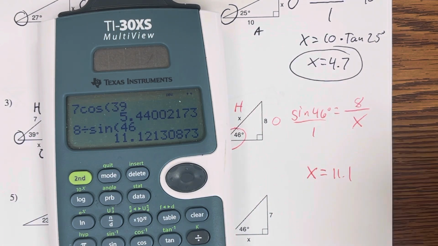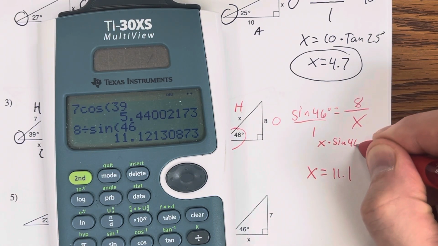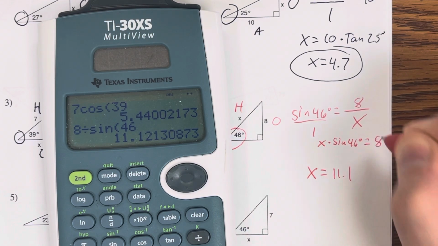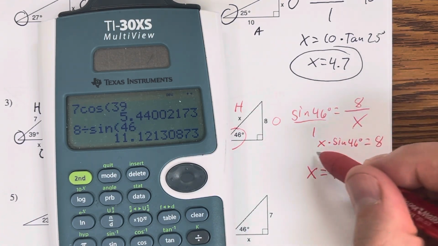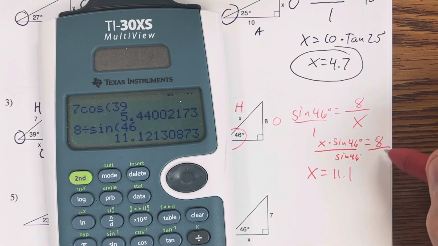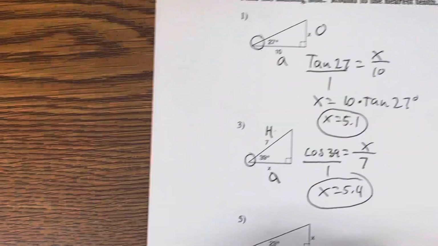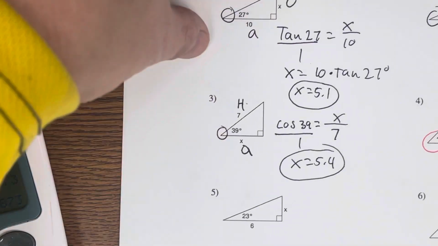So just as we kind of see this, x times sine 46 equals 1 times 8 is 8. So to isolate the x, we still have to divide by the sine 46 on both sides. Okay, so after we've done that a few times, we probably catch on to the pattern. All right, number 5 coming up.